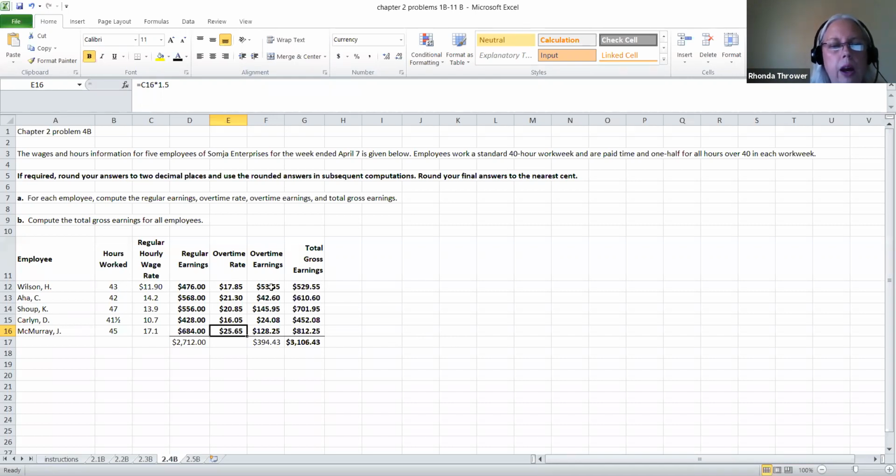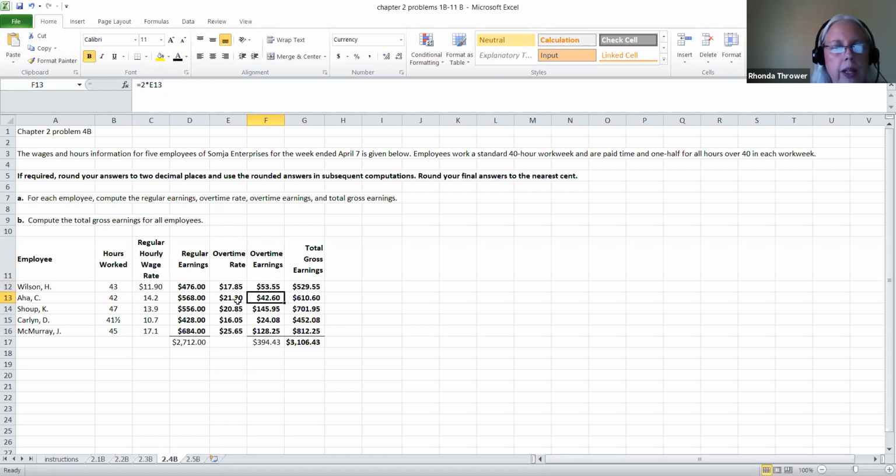So he had 3 hours of overtime. So we take the overtime rate and multiply it by 3 hours. So there were 3 overtime hours times the overtime rate that we had calculated, and that will give you the overtime earnings of $53.55 for Wilson. We do the same thing for the remainder of these.